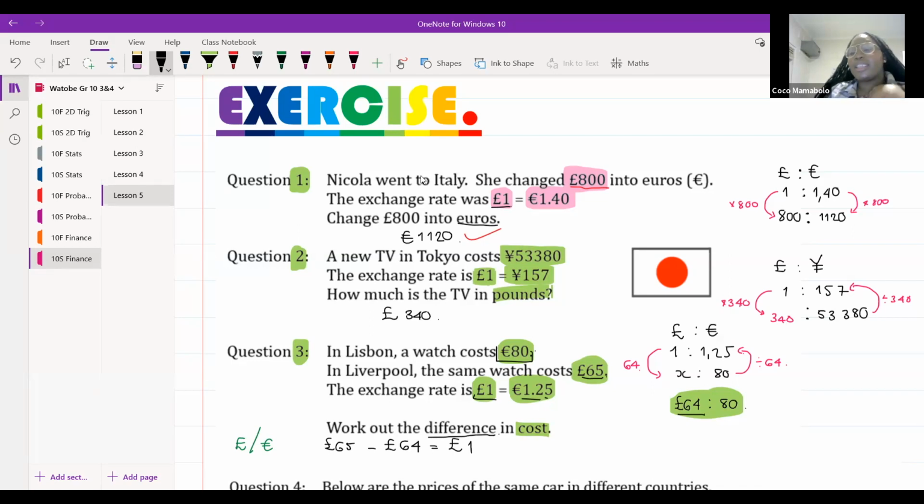Okay. Now, if we did it the other way around, we know the pounds are 65, and what we want to work out is the euros. We can also do it that way. In this case, what did we multiply by to get from 1 to 65? It should give you times 65. So now if we go this way, 1.25 times 65, how much do we get? What is 1.25 times 65?